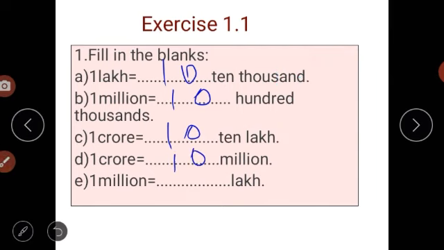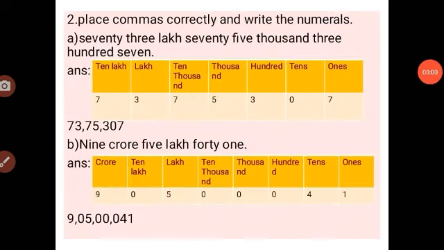Next, in the last question, what is written here? 1 million is equal to dash lakh. But here we know the answer from the table we have seen. What is the answer? 1 million is equal to 10 lakh. Getting it?